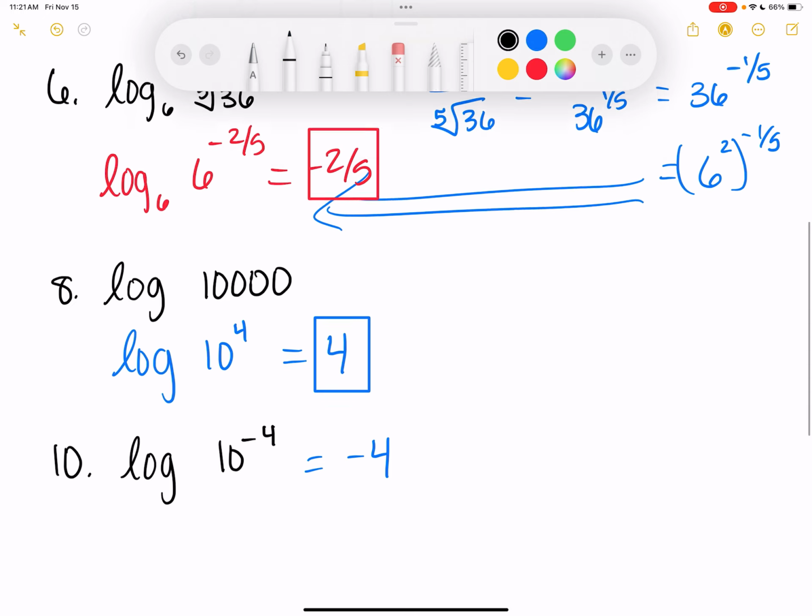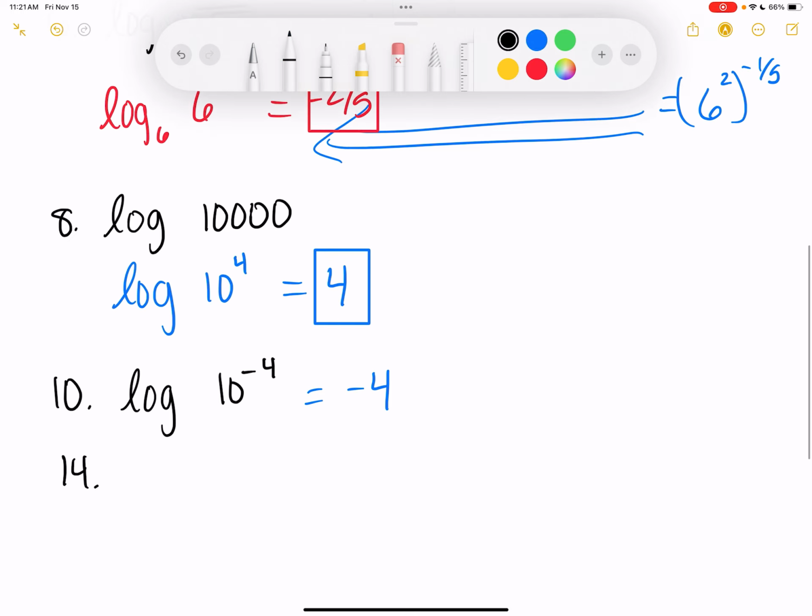Number 14, ln of e to the negative 4. What does ln mean? Log of the base of e. Yep, log base e, so this is just like the ones we've been doing, so what would this one be equal to?